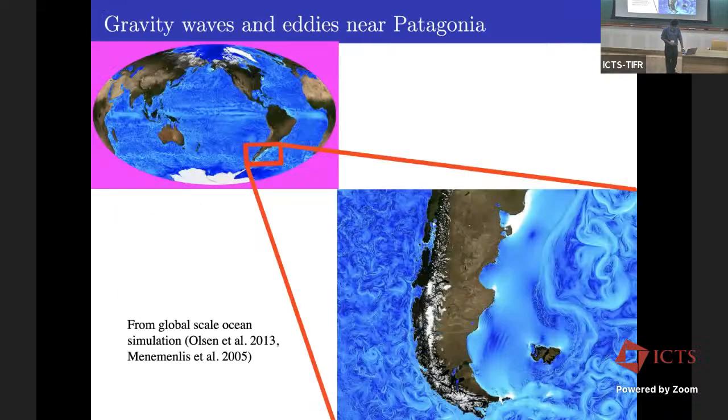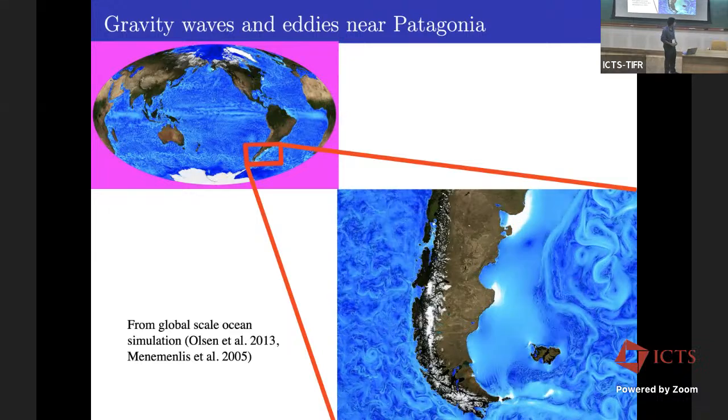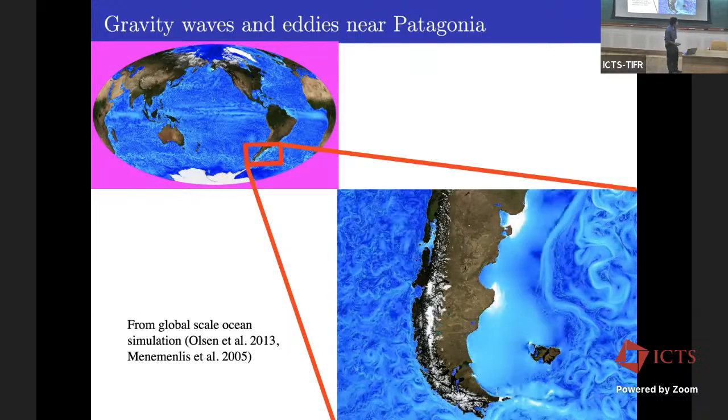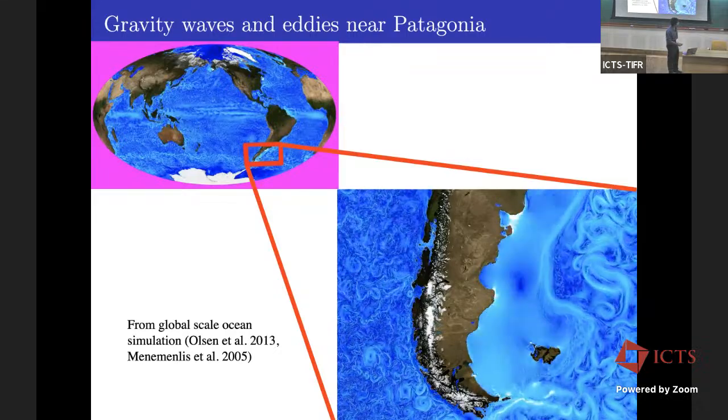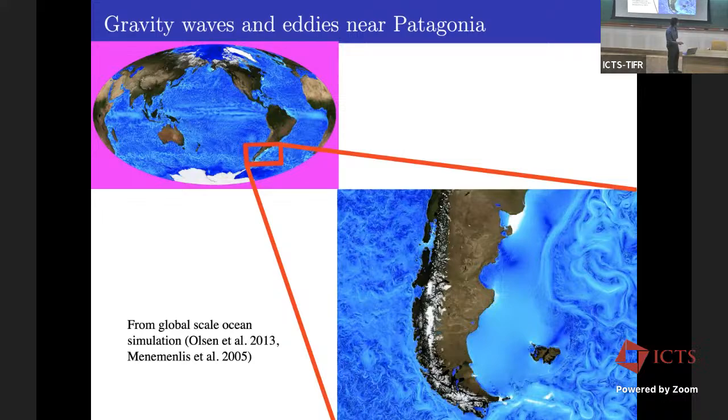This is a movie showing the flow in the ocean from a global scale ocean model simulation that was run a while ago. We're looking at surface speed here. The plotted variable is surface speed. And when I run this, you'll see a lot of vortices. You can see these bigger vortices which are interacting. And then there are a lot of these fast fluctuations.